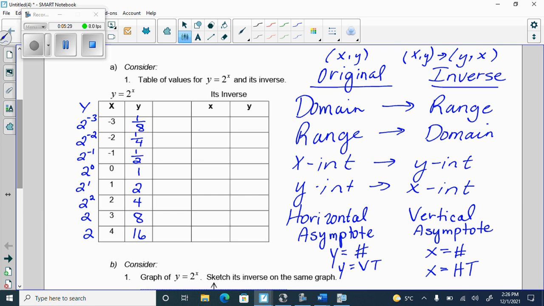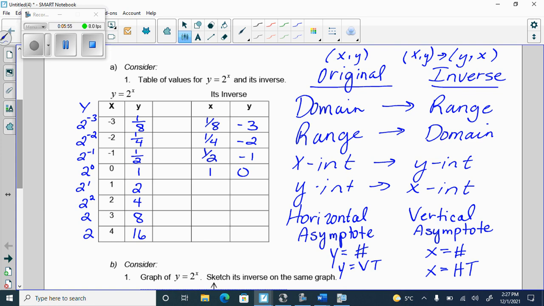Some people try and find the inverse equation all the time. You don't have to. You can just use your original. But let's draw the inverse. If I have y equals 2 to the x, its inverse, instead of negative 3 and 1/8, is going to be 1/8 and negative 3. Instead of negative 2 and a quarter, it's going to be a quarter and negative 2. A half and negative 1. 1, 0.